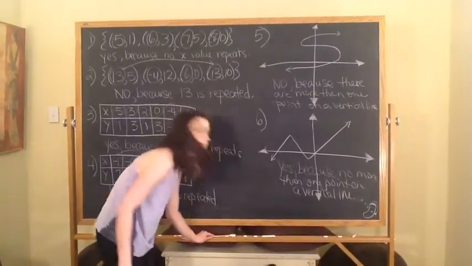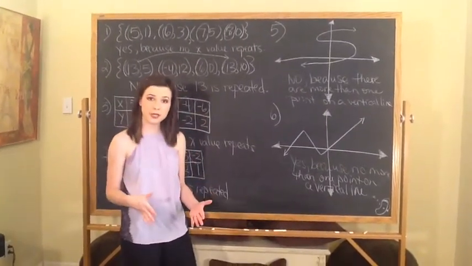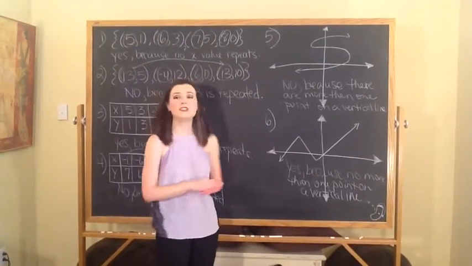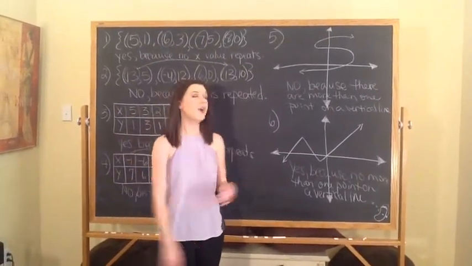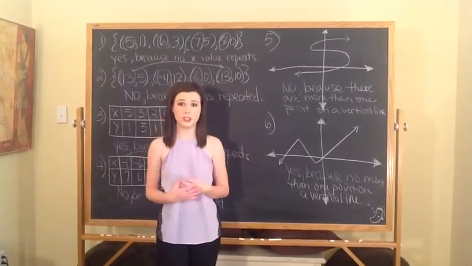Alright, so if you have any more questions, go ahead and please watch the video one more time. You could also look in your textbook. They have some examples that have already been done for you. But basically all we're doing is checking to see if our x values repeat or if we hit more than 1 point using the vertical line test. And that can tell you whether it's a function or not.